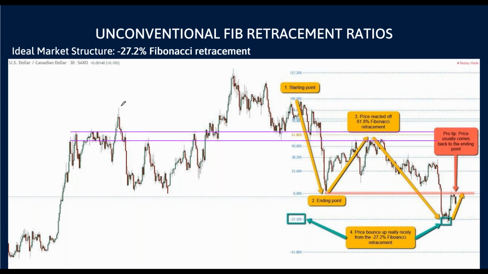All right, so this is the ideal market structure. I have to give you guys an ideal example of how it works for you to understand it. This is the ideal market structure on how to use the negative 27.20 Fibonacci retracement. I hope you guys are clear. If you are clear, please leave a comment to say that you are clear.